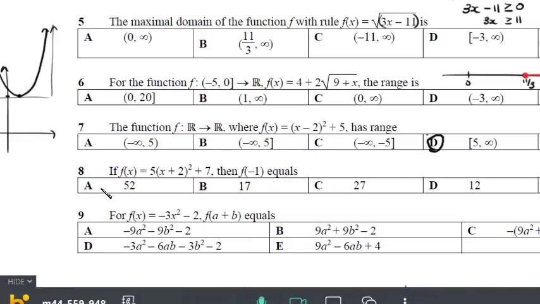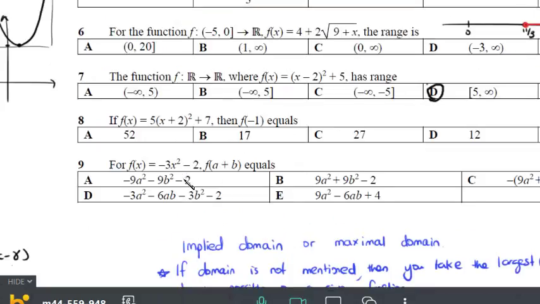We're going to move on to number 8. Any question, anyone, so far? If you have any question, you can just interrupt anytime.